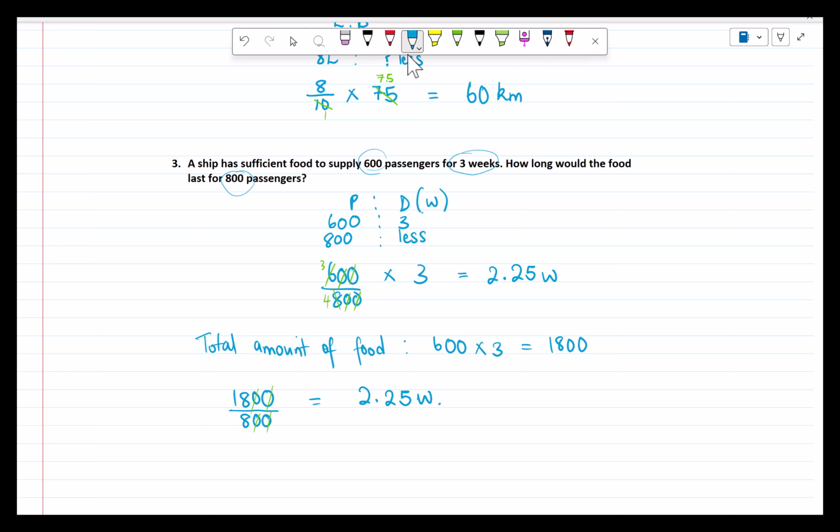You just need to understand what is required, and you need to use your logic to see whether you're going to get more days or less days.